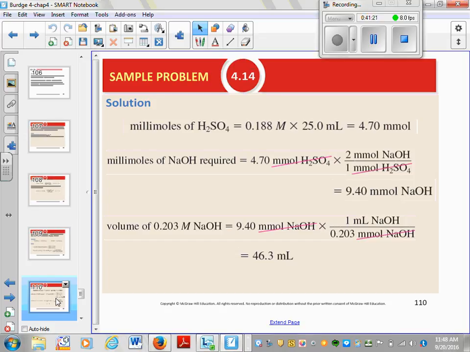So as long as you remember we're talking about H pluses and OH minuses, not necessarily what's written here, because this has 2 OHs, this only has 1 H.